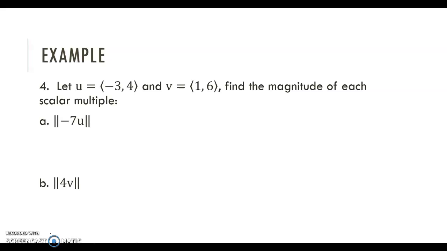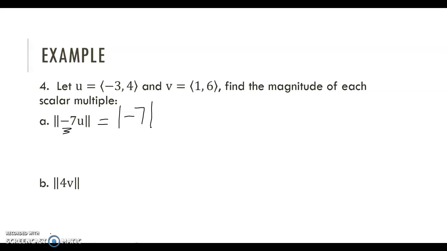So we have vector u in component form -3, 4, vector v in component form 1, 6, and we're going to find the magnitude of each scalar multiple, meaning that we have this scalar that's being multiplied by my vector, and we're going to find the magnitude or the length of what this new vector is going to be. So the easiest way to do this is to actually take the scalar multiple out and find the magnitude of just the vector. And when you take the scalar multiple out, since magnitude is just a length, you actually want to take the absolute value of whatever the scalar is.